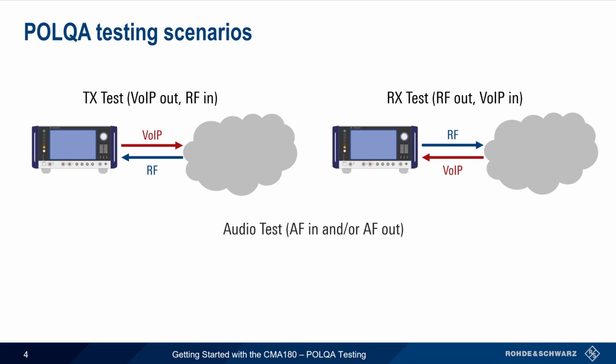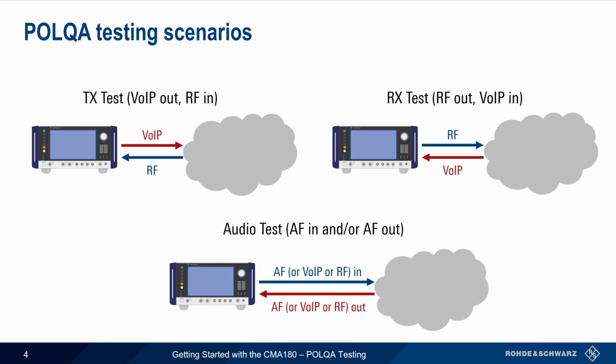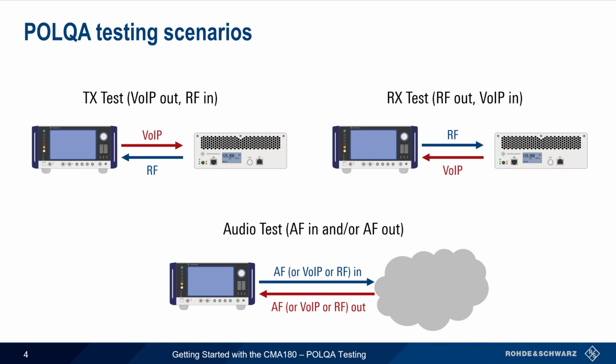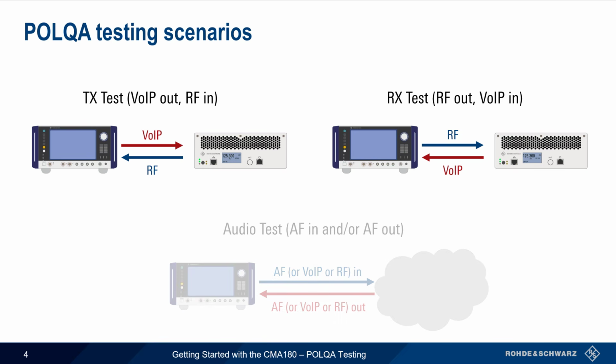The third scenario is a more generic audio test, in which analog audio frequency signals are used either as the transmitted signal, the received signal, or both. In this presentation, we'll go step by step through the TX and RX scenarios using a Rohde Schwarz S5200 series air traffic control radio as the device under test. But in the interest of time, we won't be covering the audio test scenario.